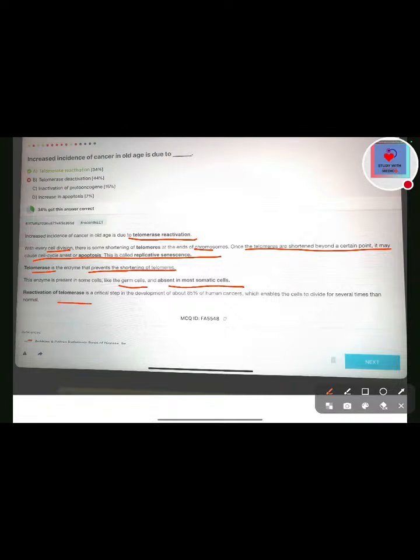So reactivation of the telomerase enzyme is a critical step in the development of 85% of human cancers, which enables the cells to divide several times more than normal. Telomerase should be activated only in the germ cells because germ cells have to divide, but not in the somatic cells. If it is activated in somatic cells, then the person will end up having cancer.